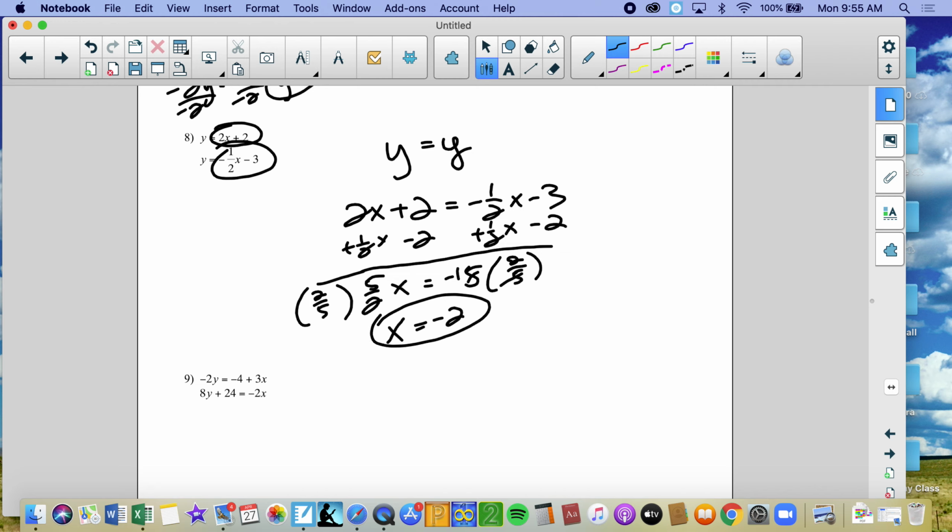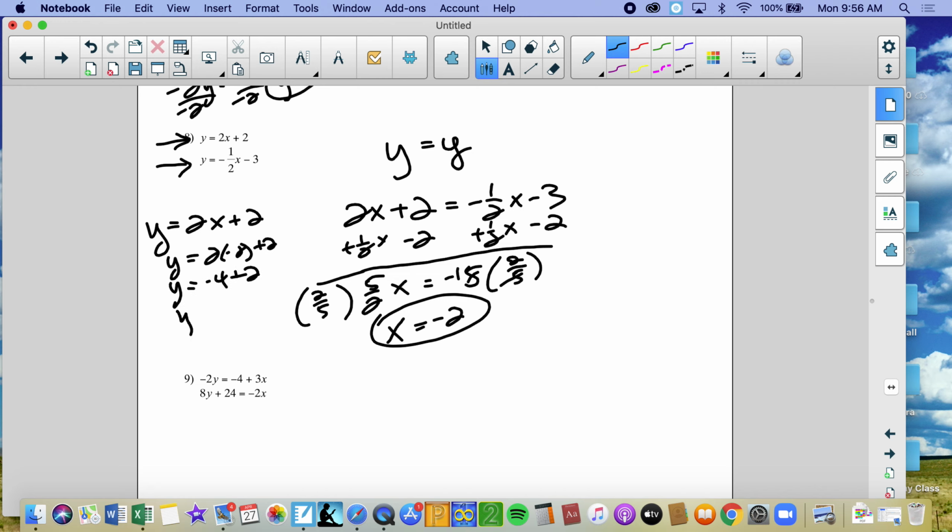And then I go back and take either of these equations and plug in my x value. I'll use the bottom equation. No, let's use the top equation. Top equation looks a little bit easier. Doesn't matter which one. Let's plug in -2 for x. We get y equals -4 plus 2. Y equals -2.